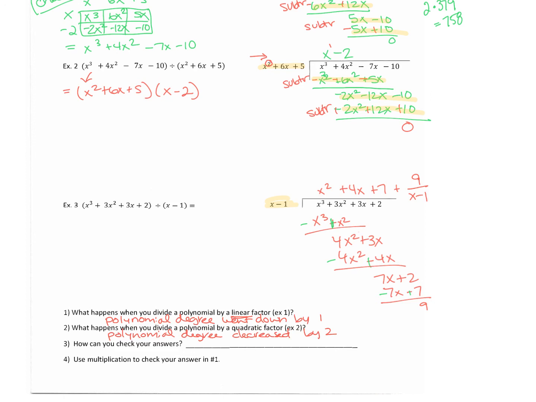Well, number 1, we checked our answers by multiplying the quotient, that's my answer, by the divisor to see if we get the dividend. And then it says to use multiplication to check your answer in number 1. And lucky us, we've already done that, so we don't need to check our answer in number 1. Thank you.